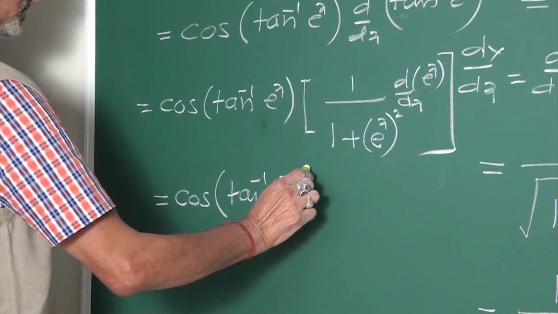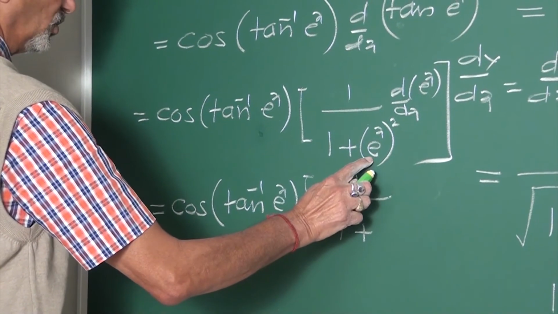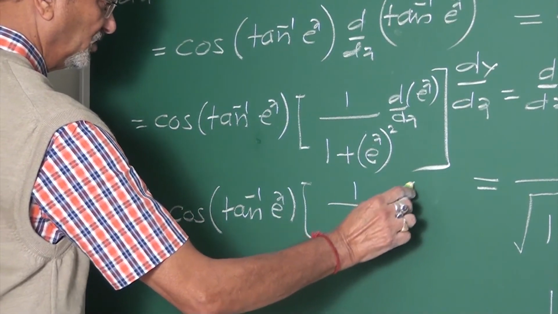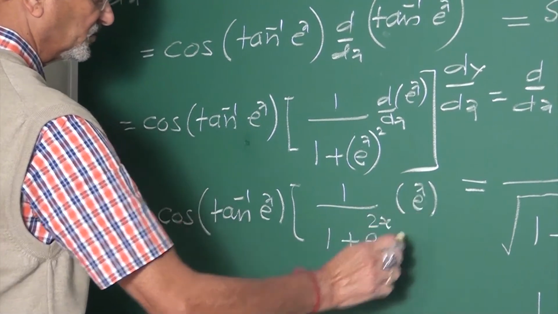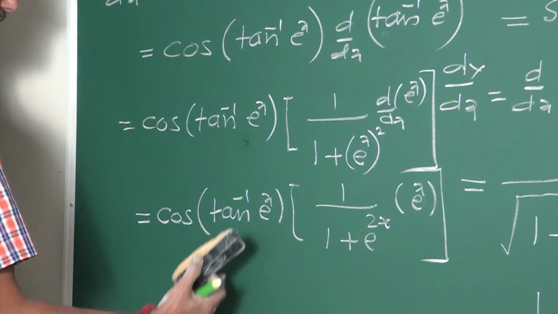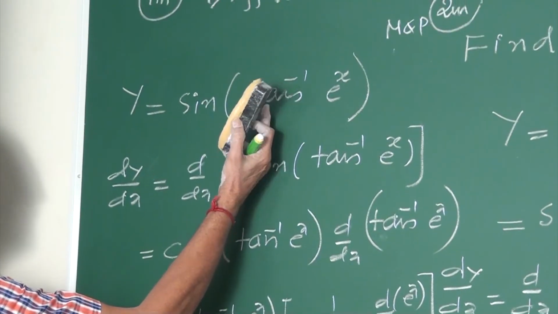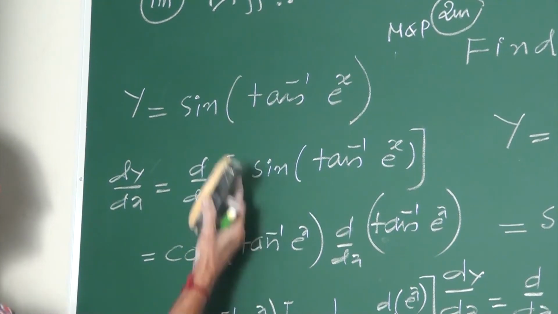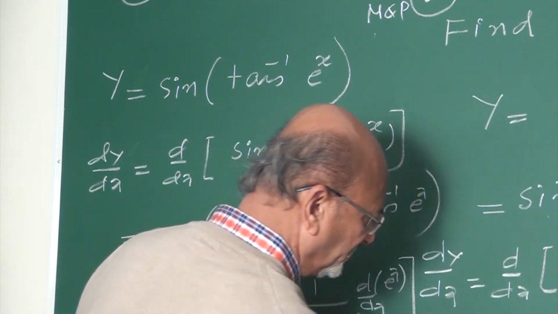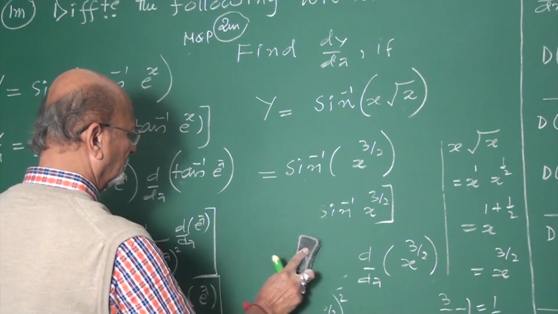Simplify it. This is 1 upon 1 plus, by laws of indices, e to the power 2x, into the derivative of e to the power x, which is e to the power x. Yes, my friends. It is an example in your textbook. It may be asked under 1 mark, otherwise 2 mark. It is there in your textbook. Like this, another 2 interesting examples are there.